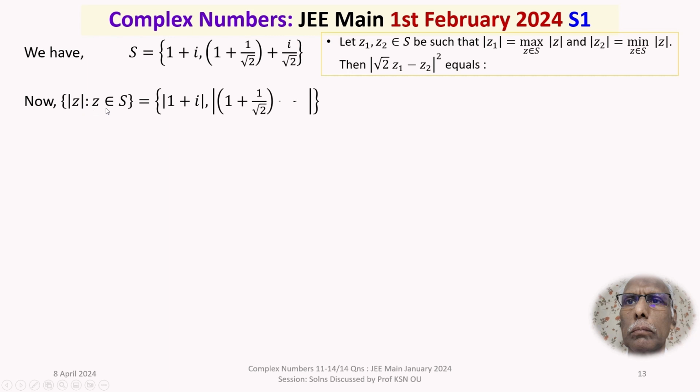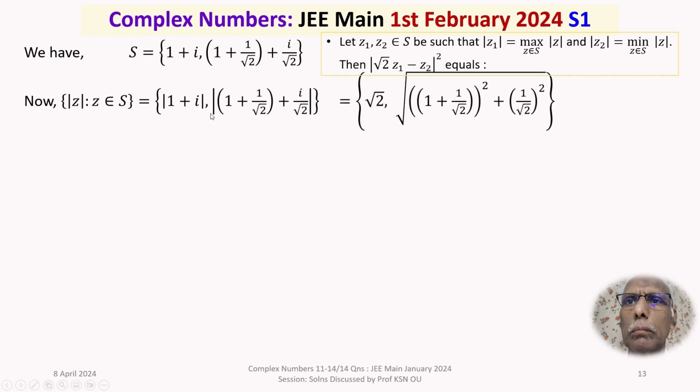Mod z, z belongs to S. Mod of 1 plus i, comma, mod of the second one, 1 plus 1 by root 2 plus i by root 2. When you take the mod of 1 plus i, root 2, mod of this one is this one. Simplify. This is root 2, comma, under the square root of 2 plus root 2. Which is bigger? This is bigger. So which will have maximum modulus? So this will have maximum modulus.